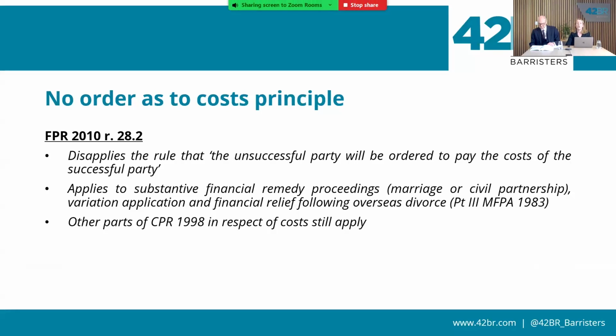So in terms of the no order as to costs principle, this comes from the Family Procedure Rules and is rule 28.2. And it's extremely important because this disapplies the rule that is used in civil proceedings that the unsuccessful party will be ordered to pay the costs of the successful party. The no order as to costs principle applies in terms of the substantive financial remedy proceedings, whether it's marriage or civil partnership, variation applications, and the substantive proceedings in terms of a Part 3 application. But of course, remember that although the costs following the event rule doesn't apply, the other parts of the CPR in terms of costs will continue to apply.